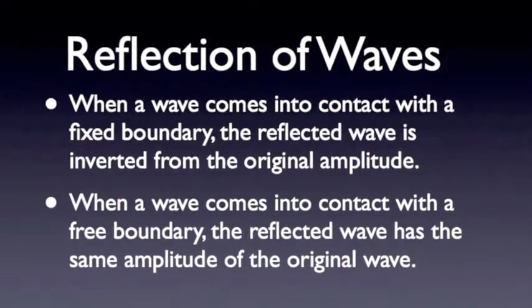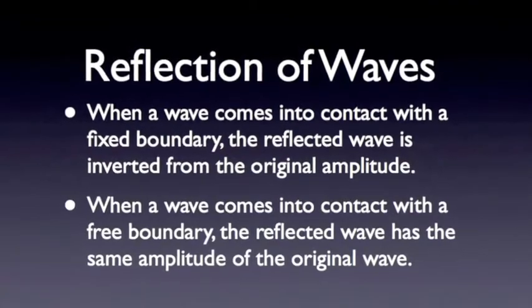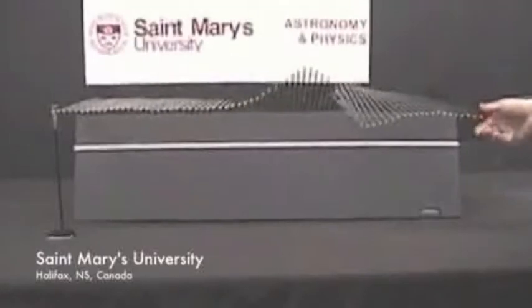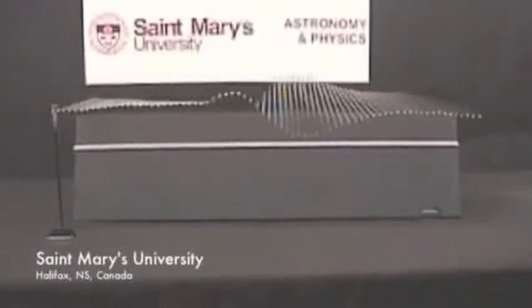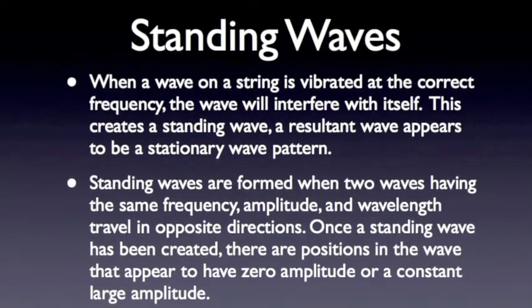Reflection of waves. When a wave comes into contact with a fixed boundary, the reflected wave is inverted from the original amplitude. When a wave comes into contact with a free boundary, the reflected wave has the same amplitude of the original wave. Standing waves.